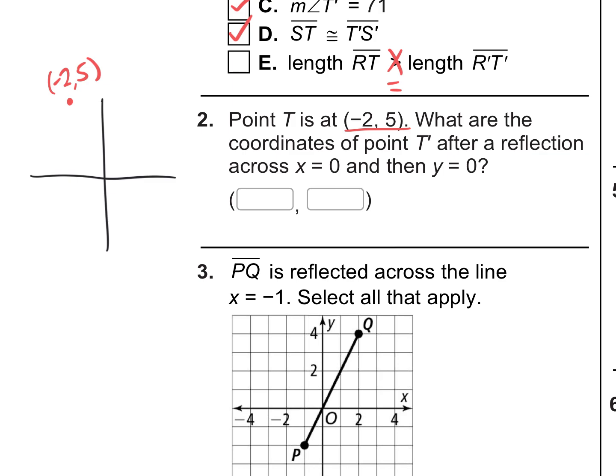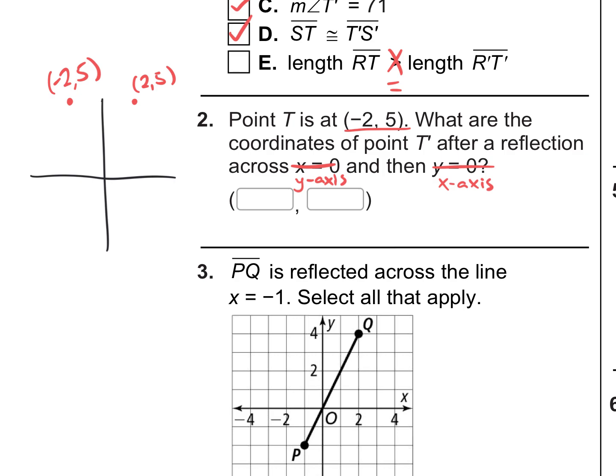It wants us to reflect across x equals 0. On the test, I called that the y-axis. And then y equals 0, which is your x-axis. So reflecting across the y-axis first. How far away are we from the y-axis? 2. So I need to go 2 on the other side. What's this coordinate right here? 2, 5. So I'm here right now at 2, 5.